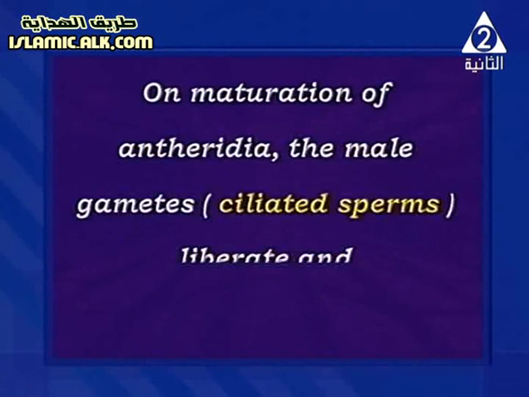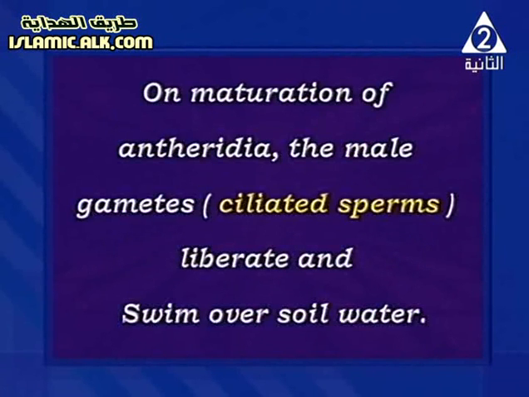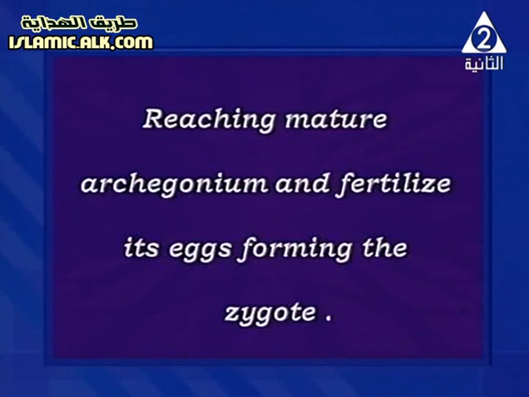On maturation of the antheridia and archegonia, they are well prepared for mating, or sexual reproduction. The male gametes, the ciliated sperms, are liberated and swim over the soil water, reaching what? They need to reach the female gamete. They reach the mature archegonia and fertilize the eggs, forming the zygote.